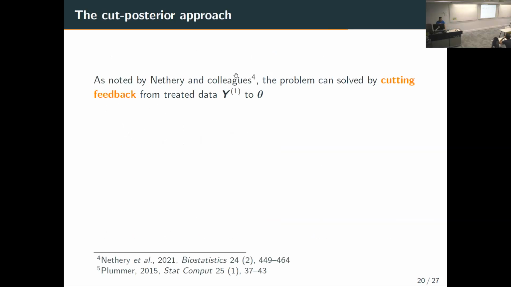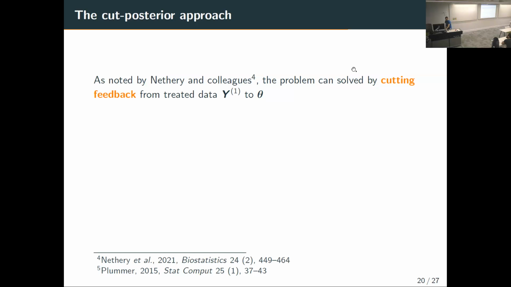I think you had a talk some months ago about the cut posterior approach. So this is the approach we're going to take here as well. Nethery and colleagues were the first who used the cut posterior to try to prevent this from happening. I think that our computational approach is not quite the same, and they make some different assumptions, but that's the idea here. I will solve the problem if I stop the feedback from the treated data Y1 to the parameters of the original model: the loadings, the factors, and the normal variance.